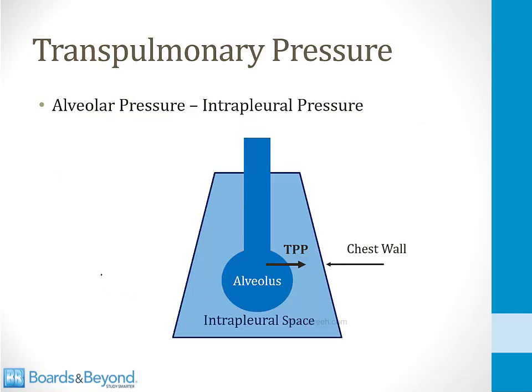So here's a drawing that I'll refer back to a number of times in this video. So we have air flowing into an alveolus here. The pressure in here is the alveolar pressure. Outside of the alveoli, we have the intrapleural space, which is surrounded by the chest wall. And so the transpulmonary pressure, the TPP here, is the difference between the alveolar pressure and the pressure in the intrapleural space. It's alveolar pressure minus intrapleural pressure.